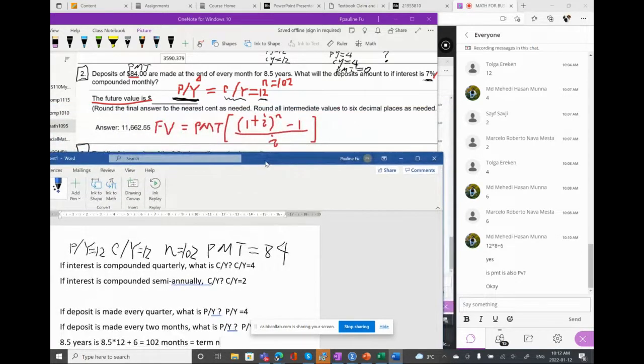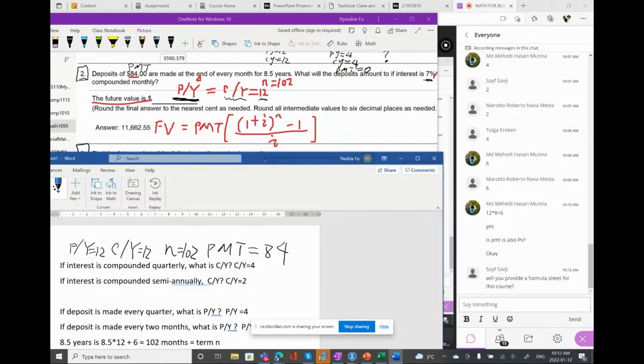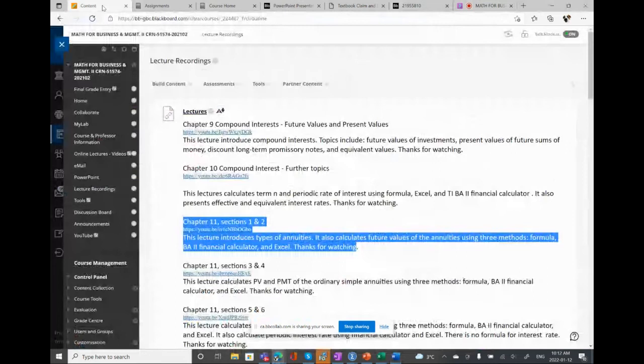The formula is this. Did you see my formula? FV equal to PMT times 1 plus I raised to power n minus 1 over I. Will you provide formula sheet for this course? The formula sheet, all the formula is on your electronic textbook, is on your textbook. You need to create your formula sheet by yourself.